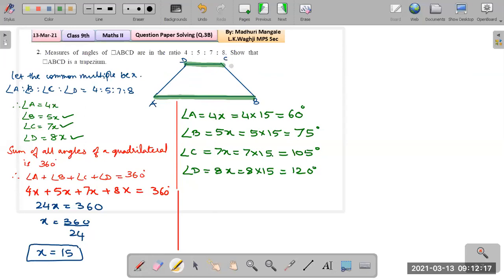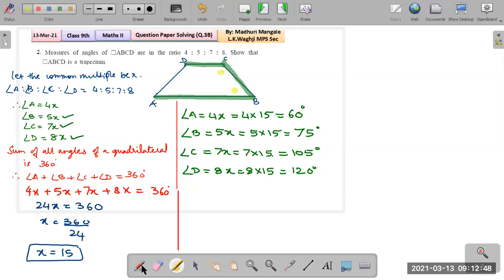We will take this C formation. Just check, this is a C formation. That means if DC is parallel to AB, then we have to show that angle C and angle B, the sum of these two angles, is 180 degrees. Because it is a C formation, that is, if the two lines are parallel, then the sum of the interior angles is 180 degrees. Right?